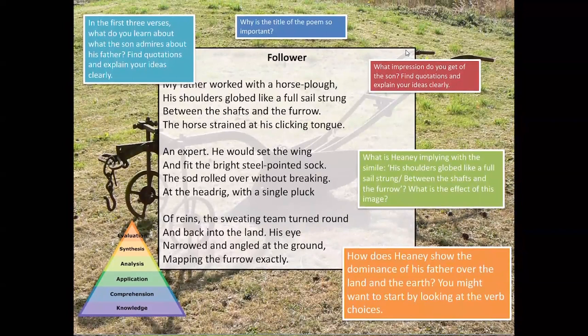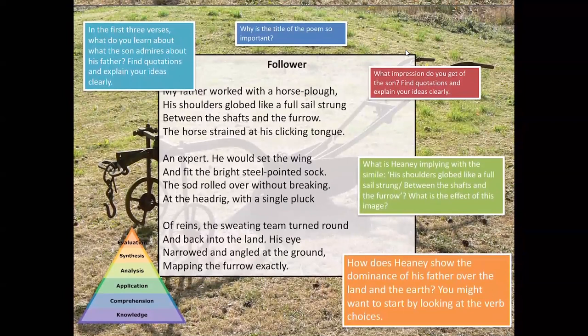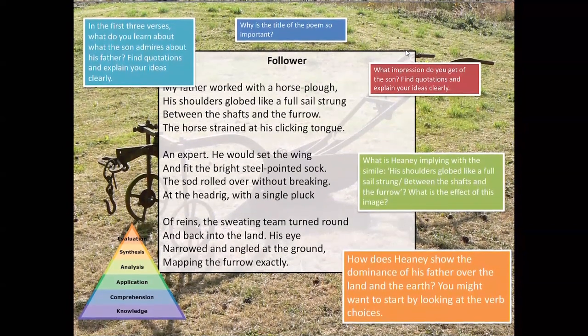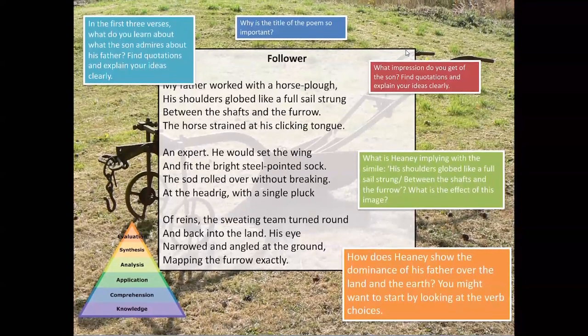How does Heaney show the dominance over his father? The dominance of his father over the land and earth. Pick out keywords, key quotations that really show how in control of his job and the earth itself his father is. And again, linking back to my previous point, how does that contrast with the poet's own control over the earth? In the first 3 verses, what do you learn about what the son admires about his father? Try and find quotations to justify your points.